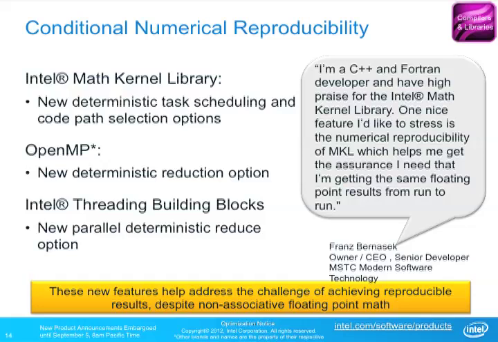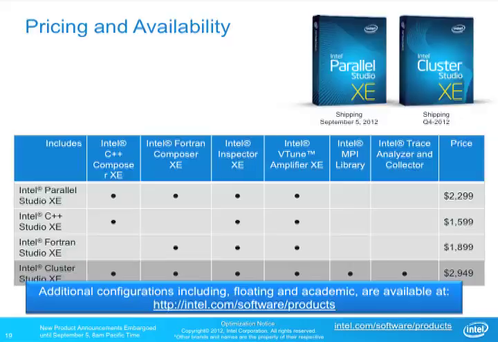I think that's a pretty good rundown of the features we have. And slide 19 has a little bit more information about pricing and availability. Parallel Studio XE is available immediately, and Cluster Studio XE will be here soon with its extended capabilities for MPI.